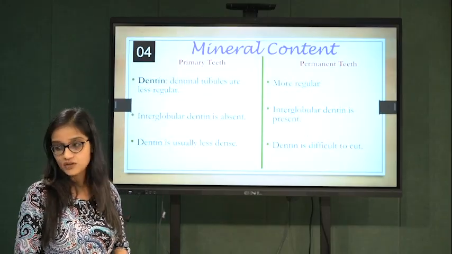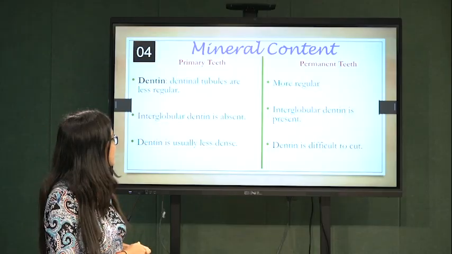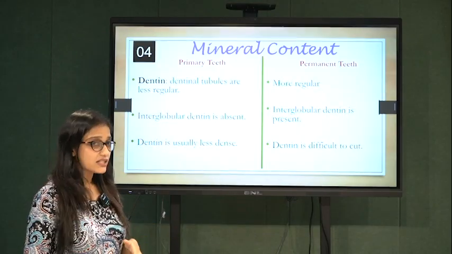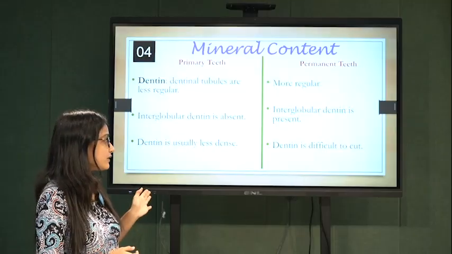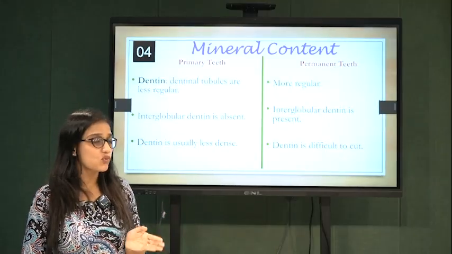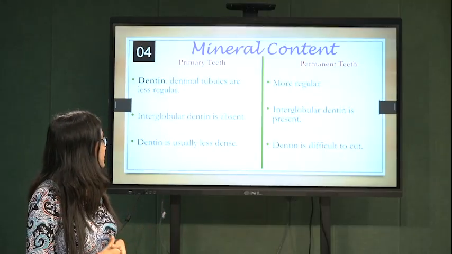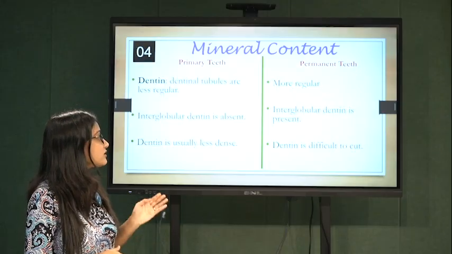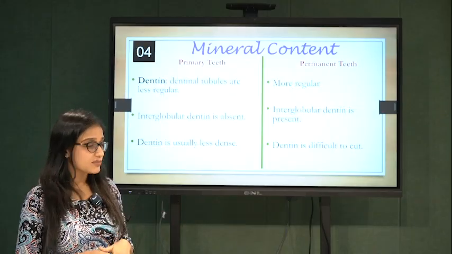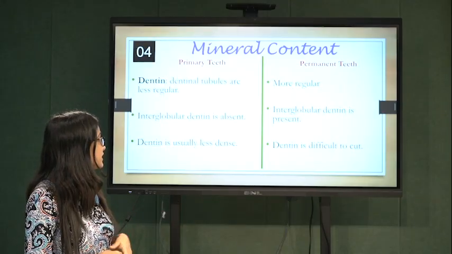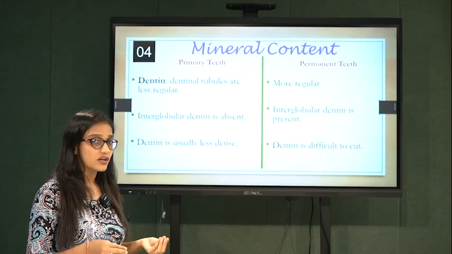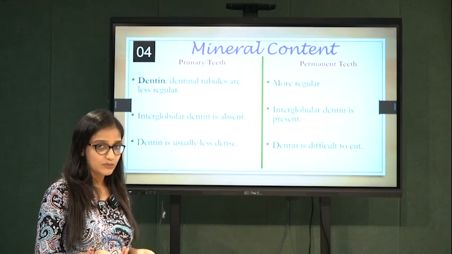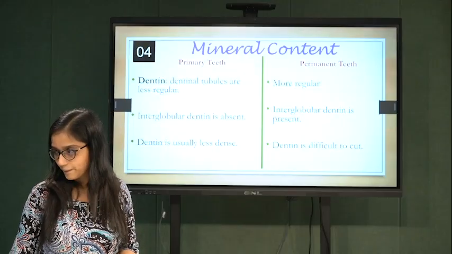So in enamel, bands of Retzius are less common in primary teeth, but in permanent teeth, bands of Retzius are more common. So what are the features that we can see in the dentine in the mineral content of primary teeth? First, the dentinal tubules are less regular, and in permanent teeth they are more regular. Interglobular dentine is absent in primary teeth, and present in permanent teeth. Dentine is usually less dense in primary teeth, and here it is more dense, so it is difficult to cut while we are doing cavity preparation or any procedure.